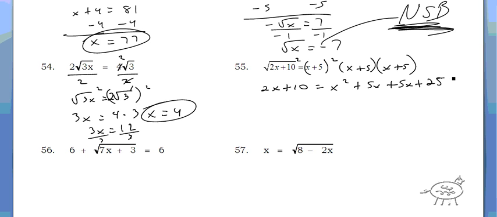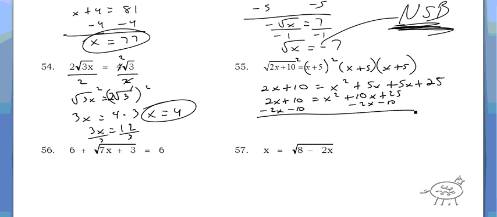Okay, so I move everything to one side. We can combine, but so let's do that. 2x plus 10 equals x squared plus 10x plus 25. And then you subtract 2x and subtract 10 from both sides. So you get x squared plus 8x plus 15 equals 0. And then you got to factor it. So it's x plus 3, x plus 5. That was pretty easy. So x comes out to be negative 3 and negative 5.